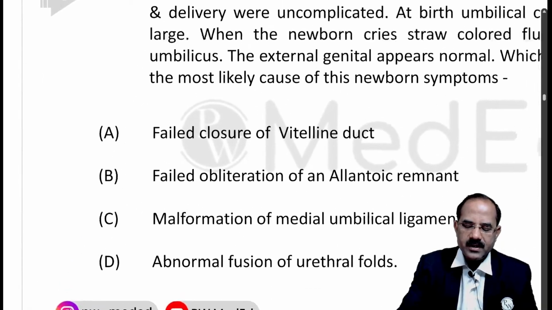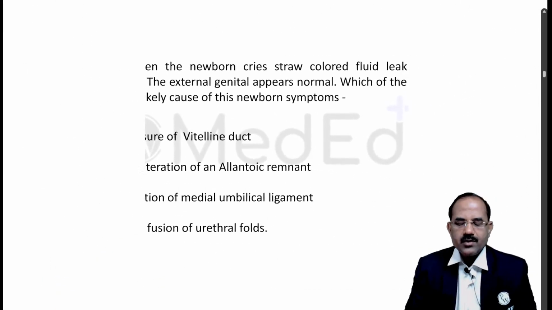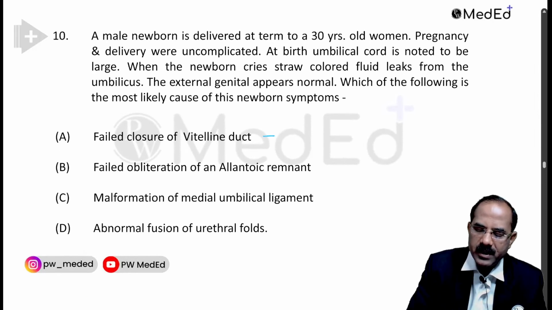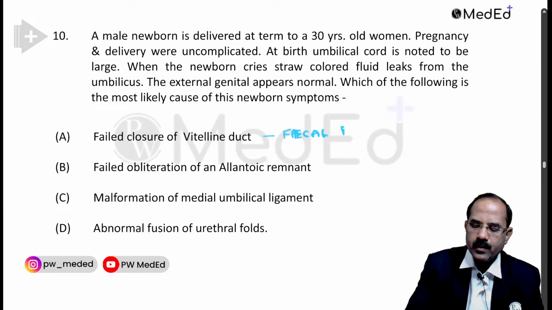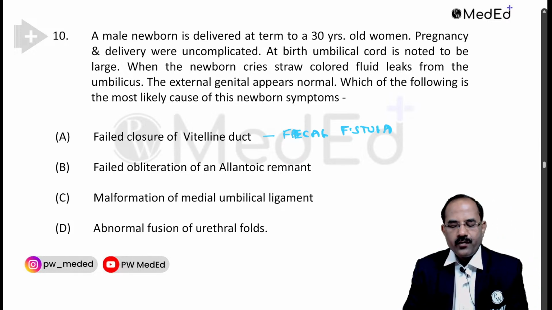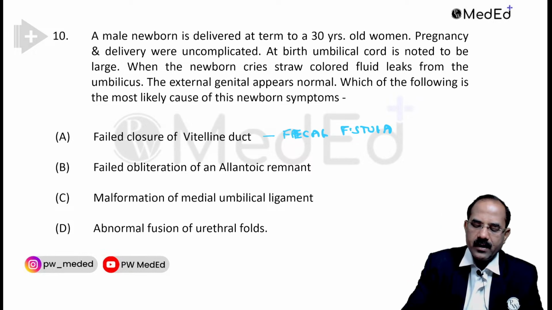So, see the options here. Failed closure of the vitelline duct results in fecal fistula. Failed obliteration of allantoic remnants results in weeping umbilicus.